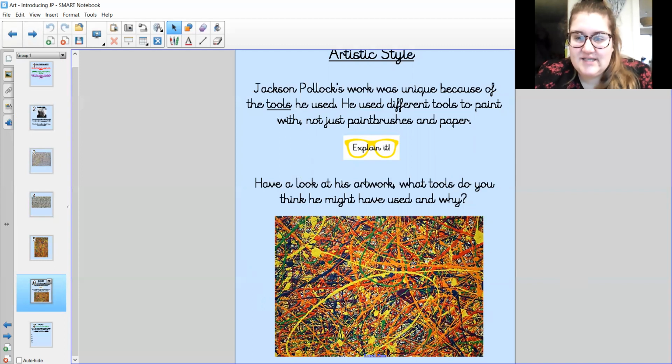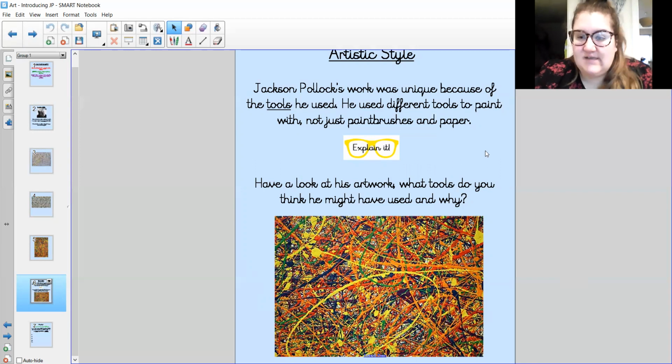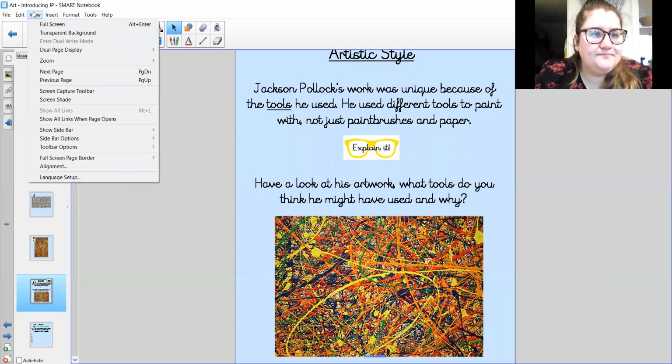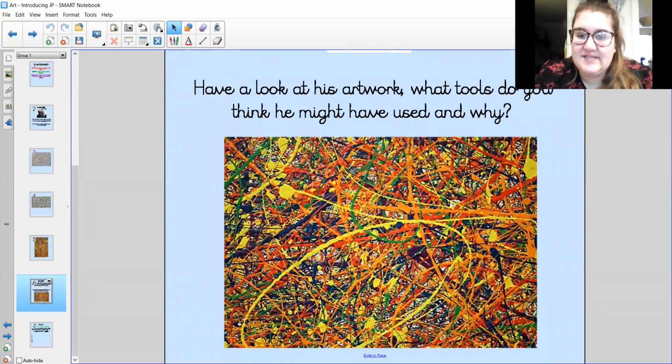So have a look at this piece of art then. And you're going to wear your yellow Explain It glasses. Let's pop them on. There we go, I've got mine on. And we are going to have a look at his artwork. What tools do you think he might have used? And why do you think that? So if I just zoom in a little bit, okay, looking at this piece here, what tools do you think he used and why do you think that?